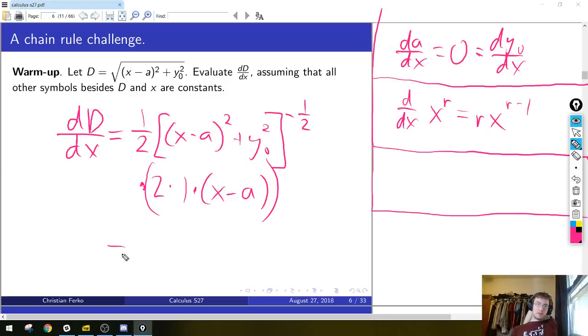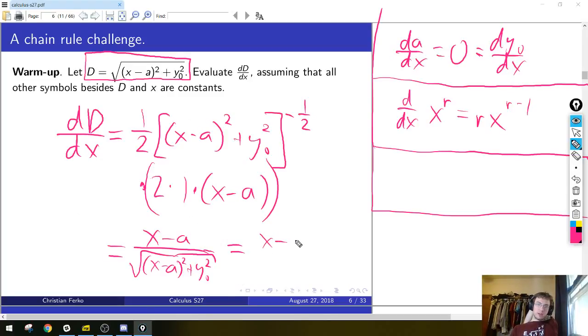And then we could rewrite this if you want, because the 1/2 cancels the 2, so we have an x minus a upstairs, and then just put negative exponents in the denominator, which is root x minus a squared plus y0 squared. But there's a nice thing that we could actually rewrite this using the definition of d, right? Because that thing in the denominator, square root of x minus a quantity squared plus y0 squared, is exactly this thing d that we started with. So if you prefer, we could rewrite this as x minus a over big D, which is, I think, a little cleaner. But okay, that's the second warm-up.